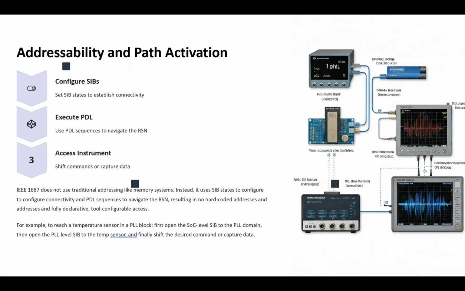Once the tool has reached the desired instrument through the activated scan path, now it can shift in commands. Okay, so at this point, the tool is connected to the target instrument through the RSN and IAP. And now it can perform a scan operation just like traditional JTAG, only now it's doing it through a custom optimized path, which saves time and energy. So it might send a test pattern or read a temperature or configure a performance monitor or a certain module.